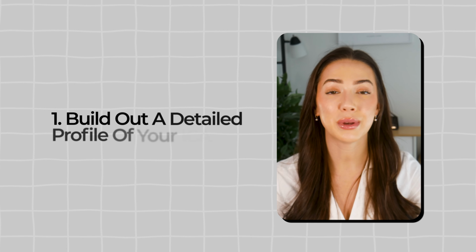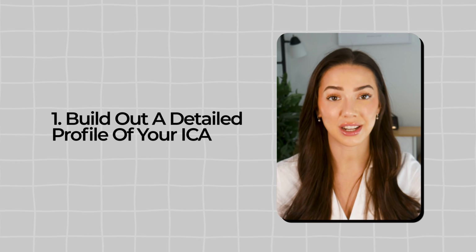Number one is build out a detailed profile of your ICA. Most of you don't have audiences yet, so you might be thinking, how am I supposed to build out a detailed profile of somebody if I have no idea who they are? And that's okay, you're just likely going to have to make them up. So your ICA can be you, or it can be a past version of yourself. So if you've overcome a challenge and now you help people do the same, for example, you know exactly what your audience needs because you've been in their shoes before.